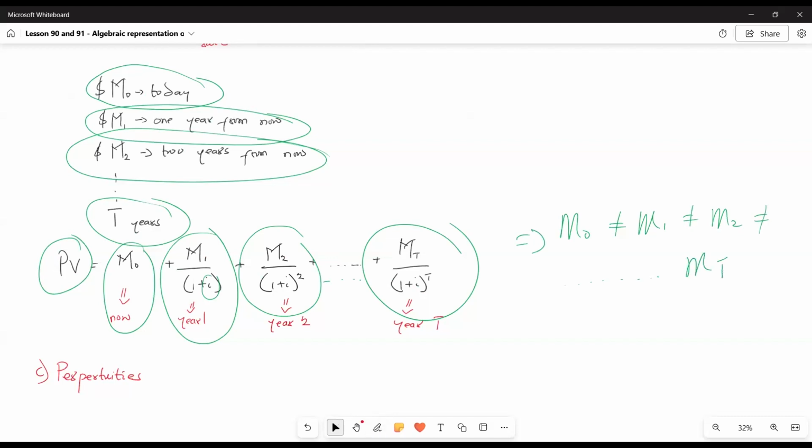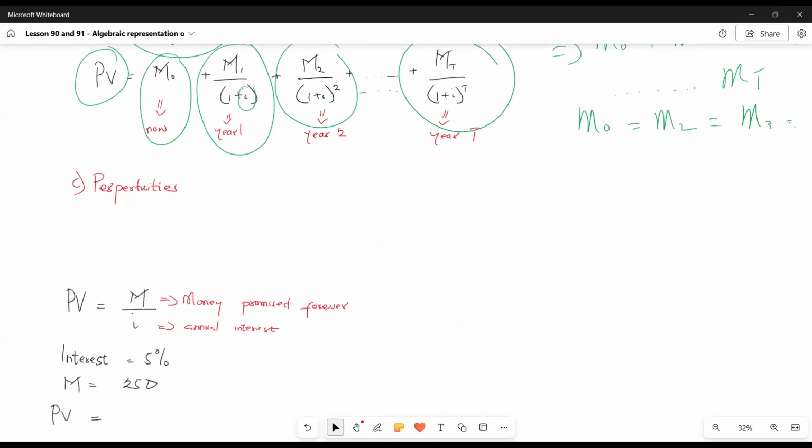So how about if you are promised a fixed amount of money? In this case, M0 is equal to M1 is equal to M2 is equal to some MT. And you are promised this fixed amount of money forever. This is an example of perpetuity, which is a stream of income that lasts forever. How much would that perpetual stream of income be worth today?